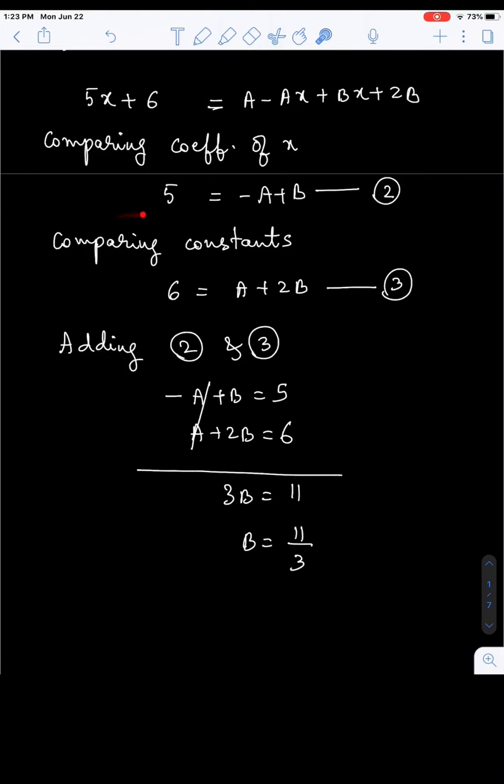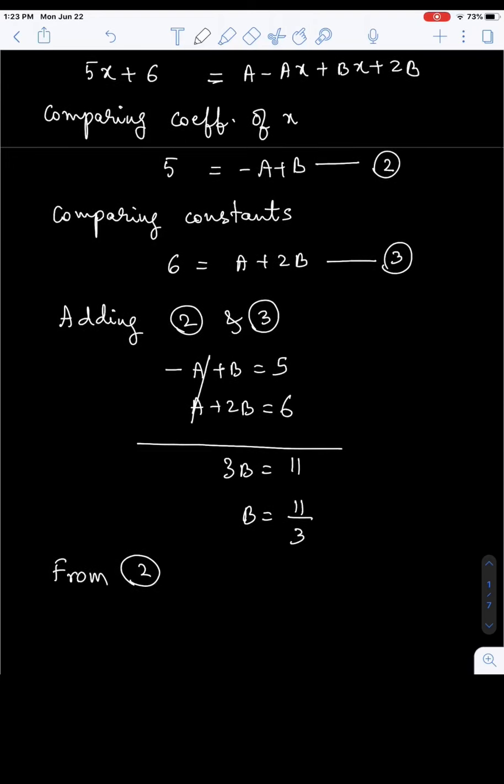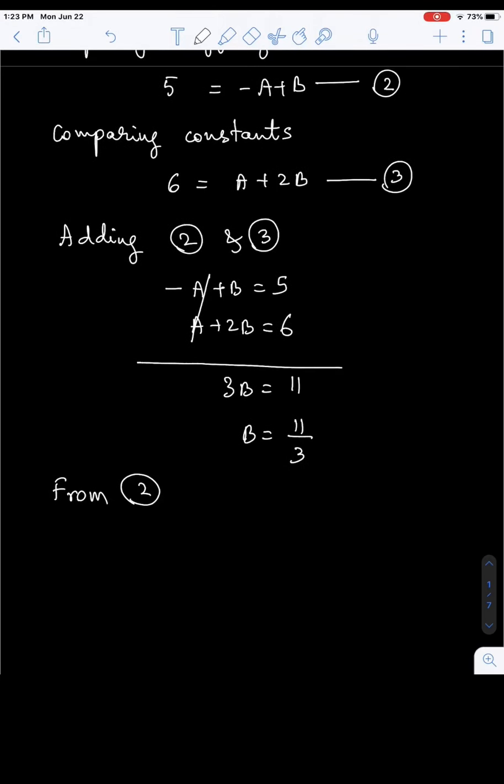This b value is kept in equation 2. When you write 11 by 3 here, you get a also. So the next step is, from equation 2, what should we do? We put the b value in it. That is 5 is equal to minus a plus 11 by 3.